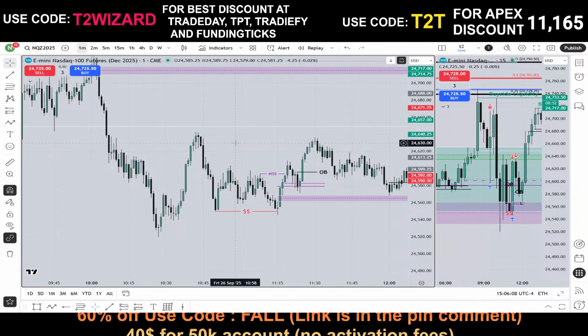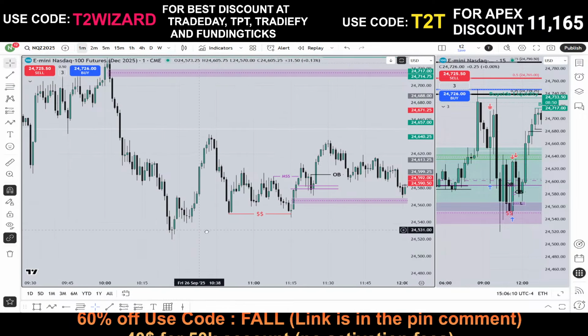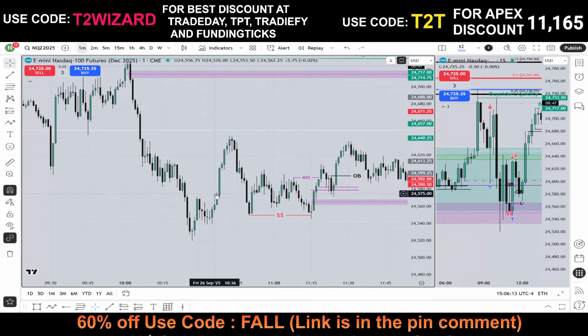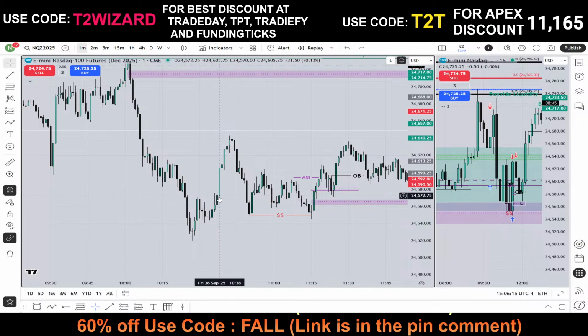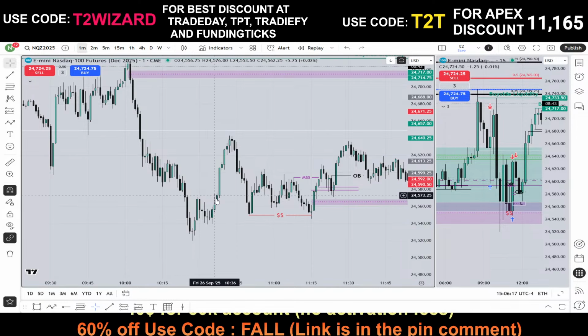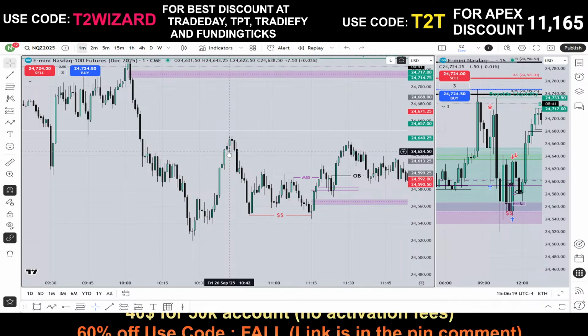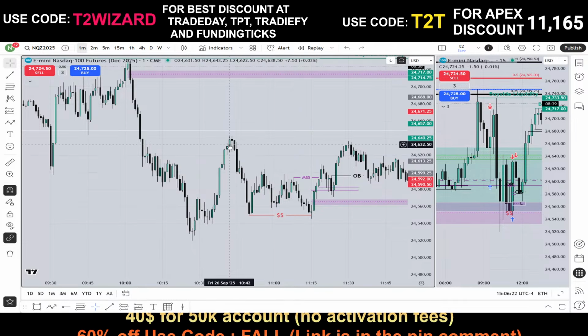Don't you remember how many people were screaming in my chat? Man, this is the buy side liquidity. This is the market structure shift. That is the buy. I am in the buy. I took the buy from there. They keep saying that. Okay, they all got that wrong.